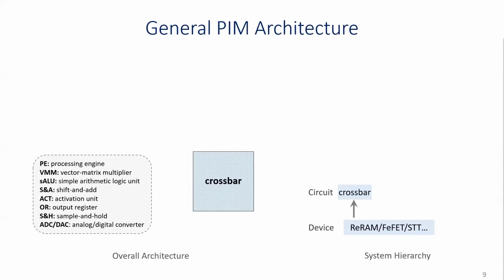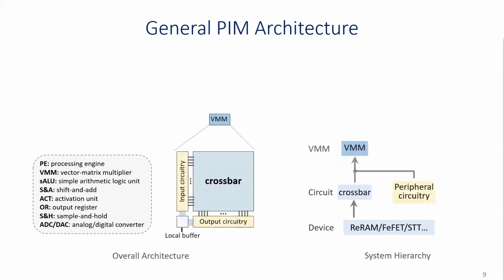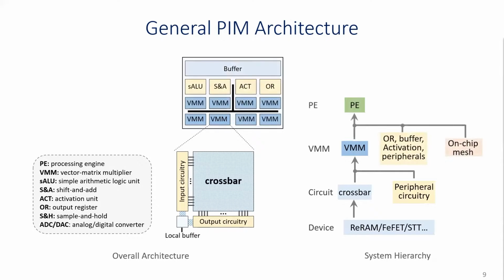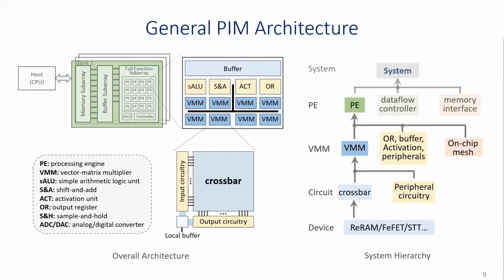We have DACs and ADCs to realize what we call a vector matrix multiplier, VMM for short. Each processing element, PE, contains multiple VMMs and also a buffer to cache the temporary data, and several units required for nonlinear functions or output aggregation, and so on.